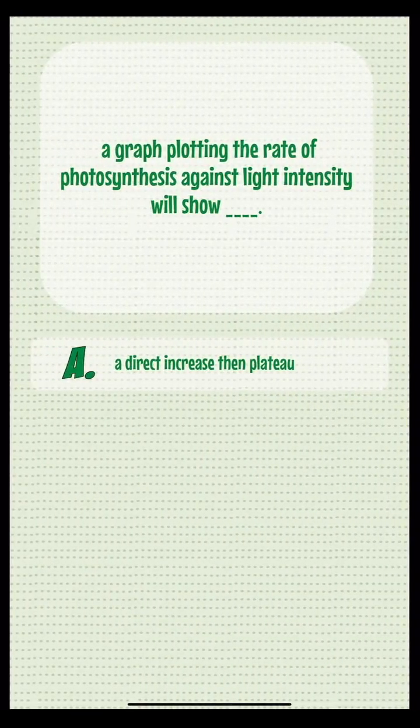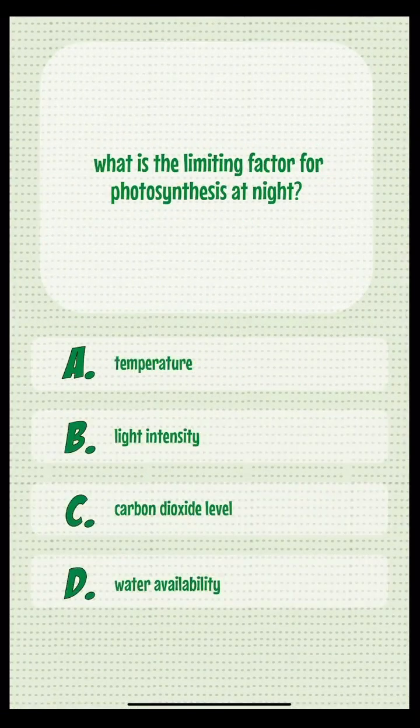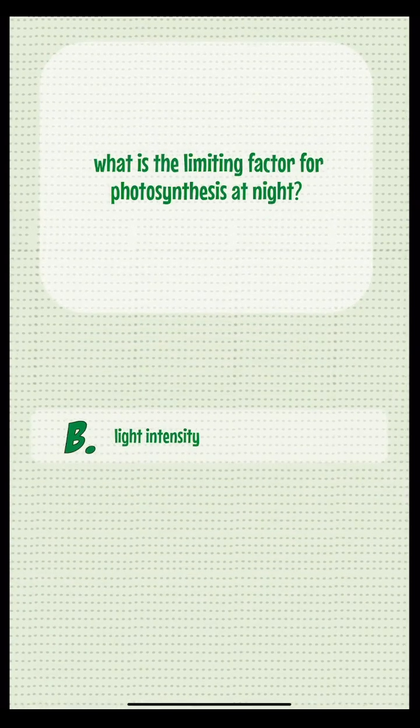Right, let's go back to our questions here. So, direct increase and plateau. What is the limiting factor for photosynthesis at nighttime? So what stops photosynthesis from happening any faster? A, B, C, or D? Let me know and then tap on the screen a few times. Everyone's saying B. Yeah, because at nighttime there's no light. So that's what's stopping photosynthesis happening any faster. The light intensity needs to increase. So it's going to be B.